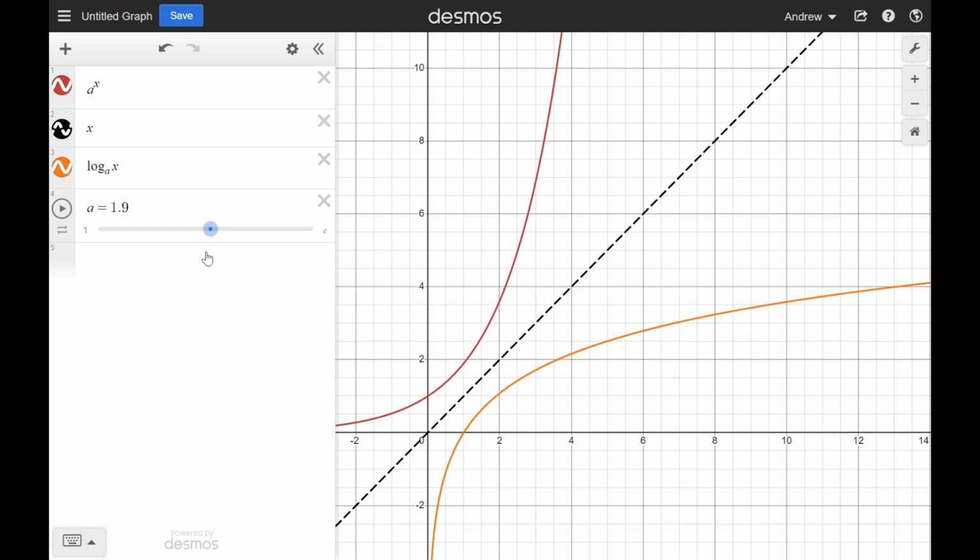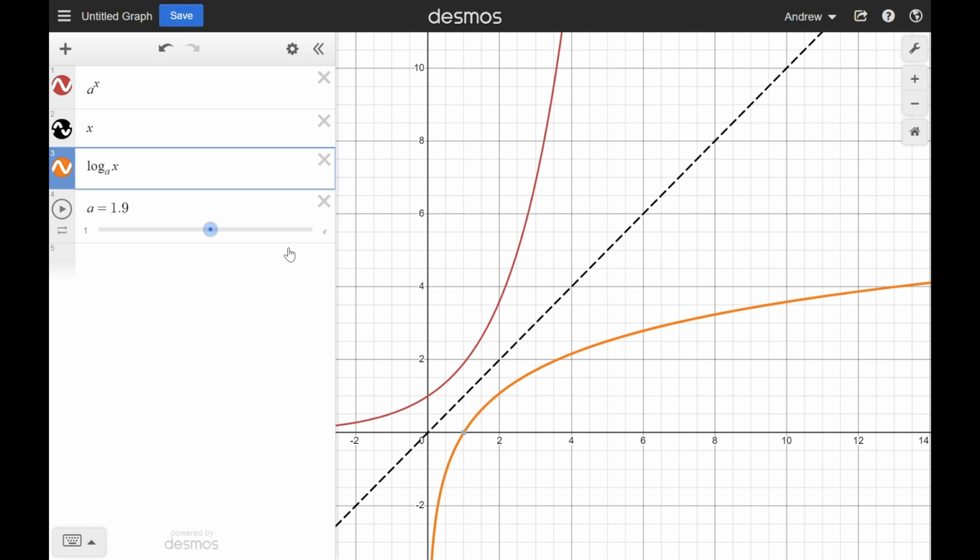You'll see I have Desmos pulled up. And the problem we're solving, that I came up with a little while ago, is this: we have an exponential graph and a log graph, both of base a. My question is, at what value of a do these intersect at exactly one point?